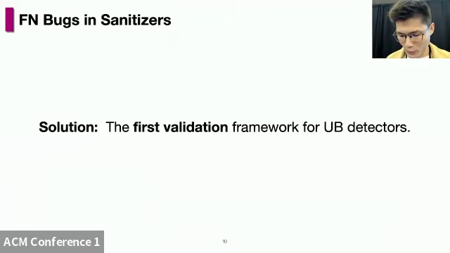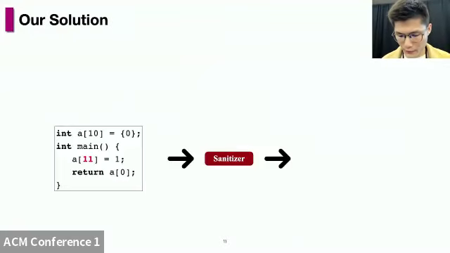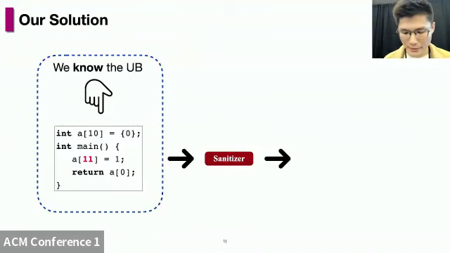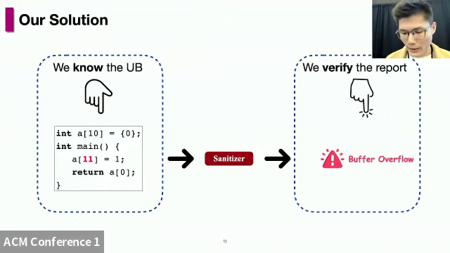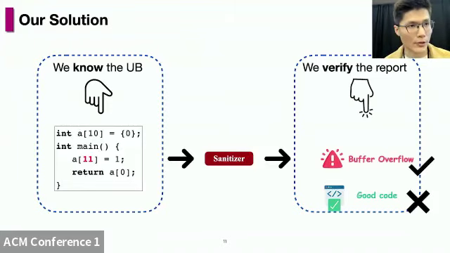In one sentence, we propose the first validation framework for undefined behavior detectors. In this work specifically, we constrain our scope to sanitizers because of their real-world impact. At a high level, our solution works as follows. First, we generate many programs that contain undefined behavior, for example a program that contains a buffer overflow. Then we verify whether the sanitizer can detect this buffer overflow. If it can, everything is okay. If not, we have potentially identified a false negative problem in the sanitizer.